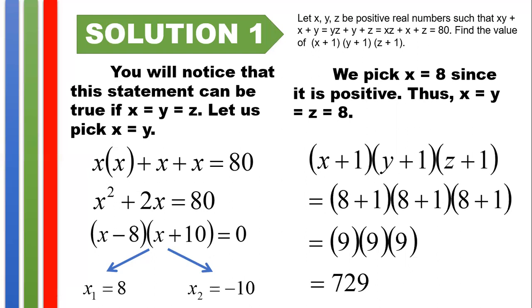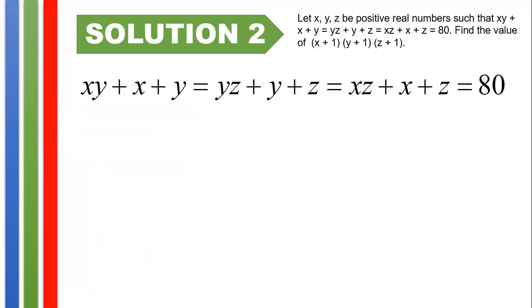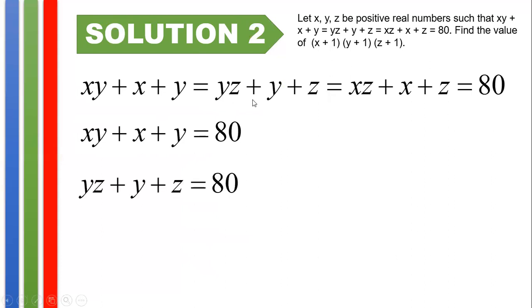How about if I present to you the second one? If in the first solution I made the assumption that x, y, and z are equal, for the second solution I will not make that assumption. We have xy plus x plus y equals 80. The second one here is yz plus y plus z equals 80. And the third one is xz plus x plus z equals 80.